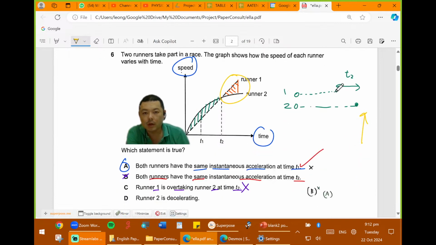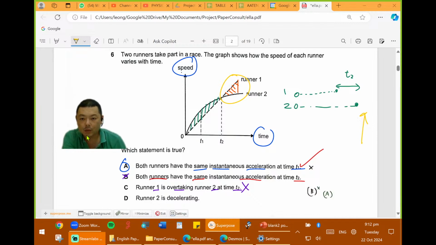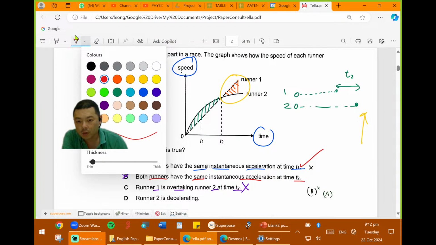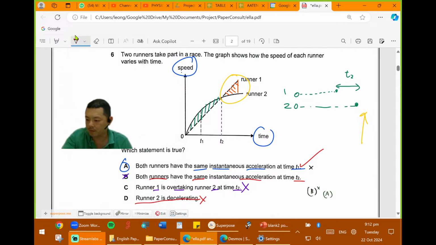Okay, good. Then the last statement is wrong. Runner 2 is decelerating, but why is it wrong?